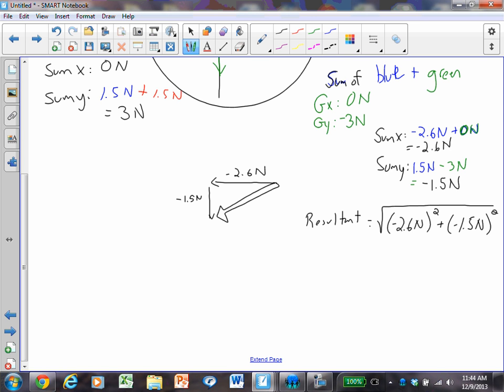I'm going to leave it out of the calculator because it doesn't know what I'm thinking. Okay? So I leave the negative out. If not, I'd have to put it in parentheses, minus 2.6 squared, close parentheses, plus parentheses, minus 1.5 squared, close parentheses, enter. 3 newtons. Well, it would be exact if I didn't round earlier.